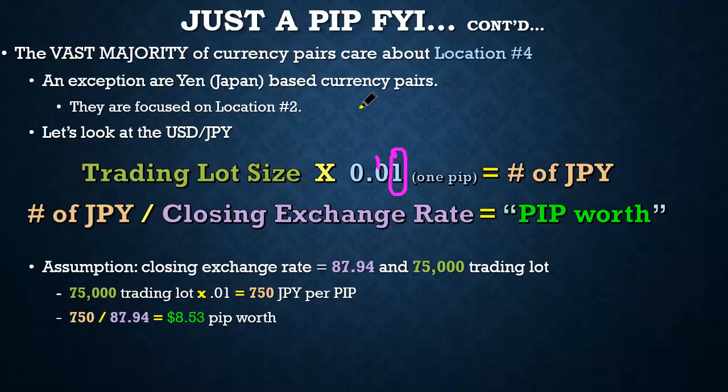So in order to figure out the part of our first equation right there, we need to get rid of those other zeros, and we'll just come up to real estate location number 2. But the equation other than that is the same. Trading lot size times 0.01 is going to give you what that's worth from the Japanese perspective. But we don't really care about the Japanese perspective, because assuming we're from America, then we want to figure out, well, what is it per dollar? What's a pip worth in our currency?